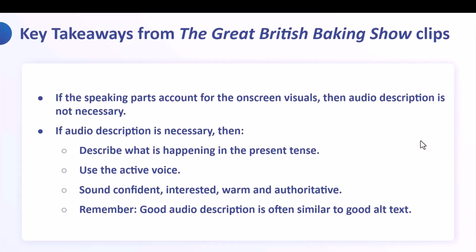You may notice with that quick description, they're fitting it in between pauses and dialogue. And in a way, they're keeping it fairly similar to text alternatives. Those of you who've written text alternatives know to just keep it concise and move on, ground your descriptions in the most familiar terms possible, only describe the scene, not the implied, and move on. So some takeaways there are, if you do have to have audio description, use the present tense active voice. Sound confident, interested, warm, and authoritative. And as I was saying, remember that good audio description is often similar to good alt text.